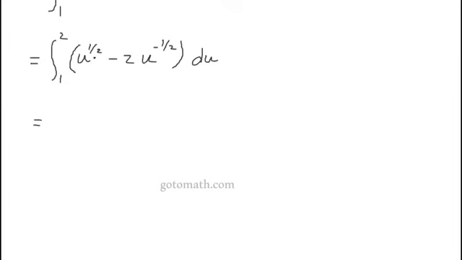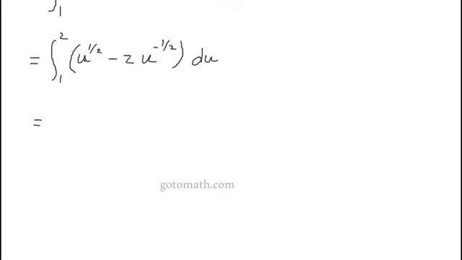Where are we? I think this is where we need to be. I believe this is where we need to be right here. Okay, u to the half minus 2u to the negative half. I'm just checking my work.